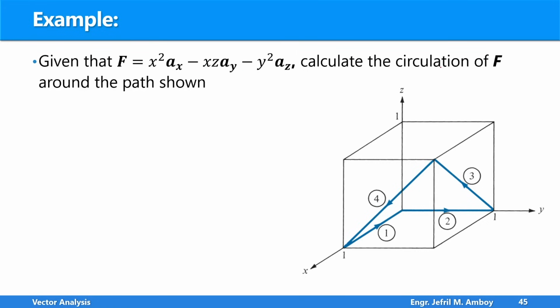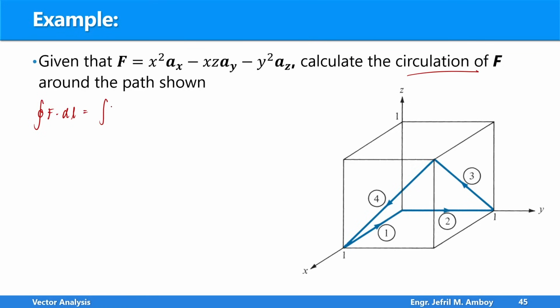Now, calculate the circulation of F around the path shown. Since this is a circulation, we need to add several line integrals. In the illustration here, we have a closed path. There are actually four paths: the first one, the second one, the third, and the fourth, which leads us to where we started. So the circulation of F must be equal to the sum of four line integrals.